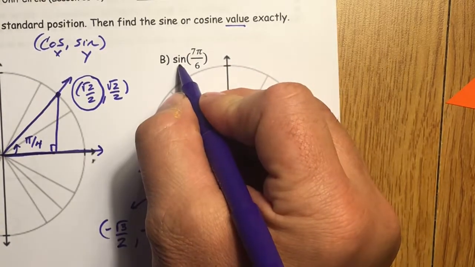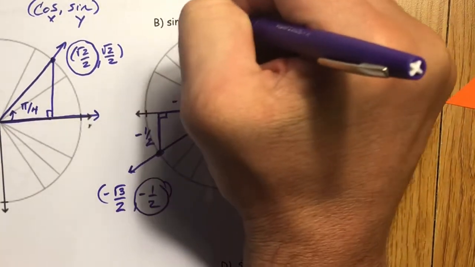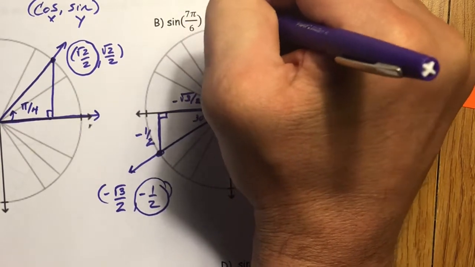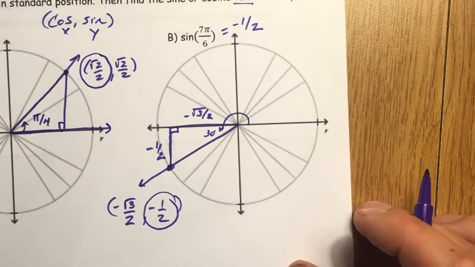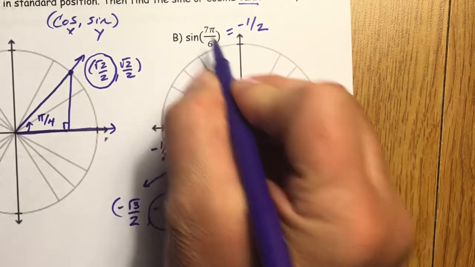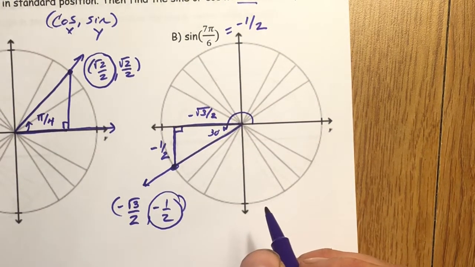So we want the sine, which is the y value. So we would say the sine of 7 pi over 6 is equal to negative 1/2. But we're using that radian measure to go around the unit circle, not degrees.